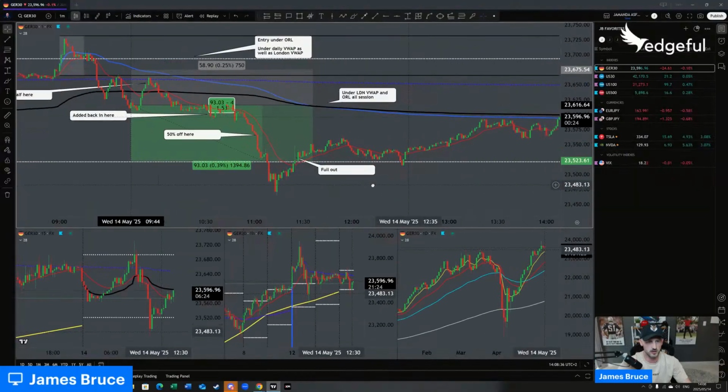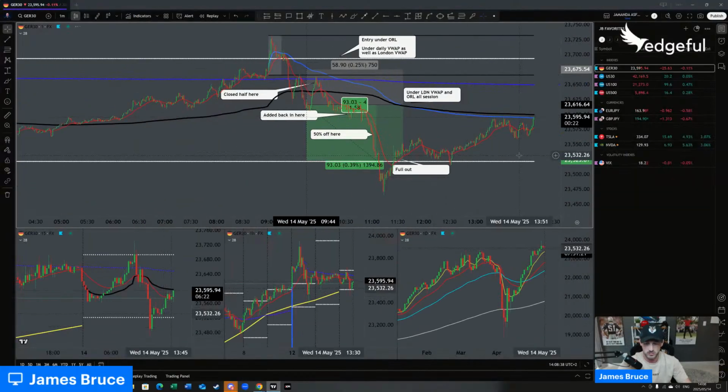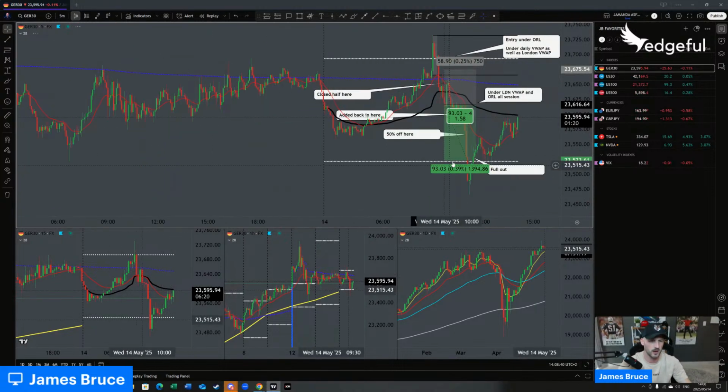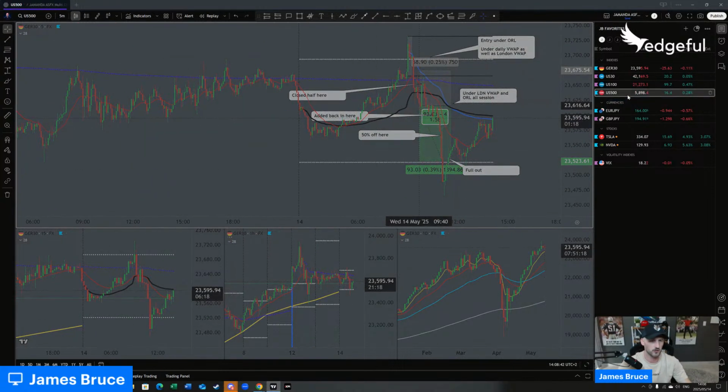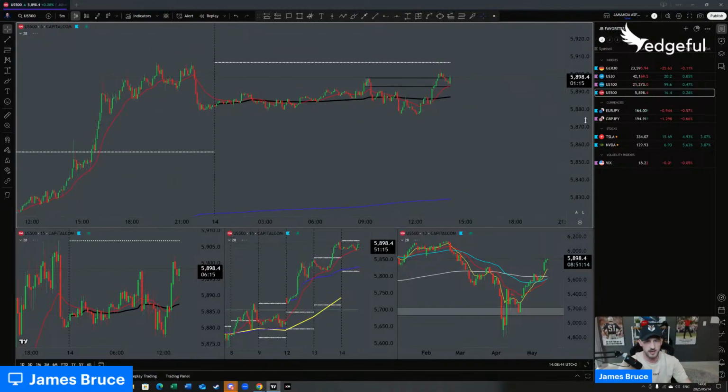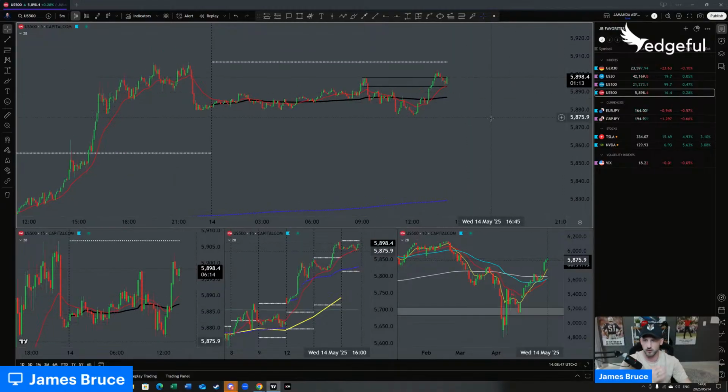Let's see how we get along into the New York session. We are starting to see price action making new highs here, so I've got to be careful of trying to fade momentum. The NASDAQ and S&P are looking quite bullish. I got chopped up trading the Dow yesterday, whereas there were some easy longs on the NASDAQ and S&P.